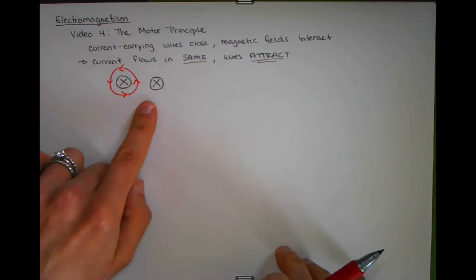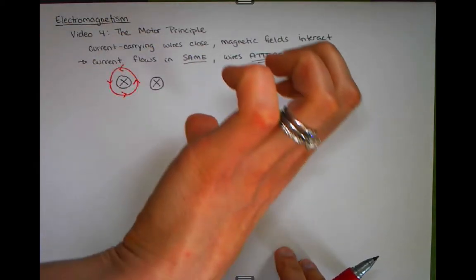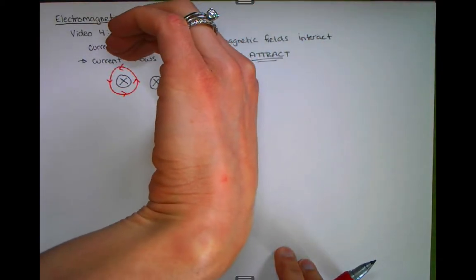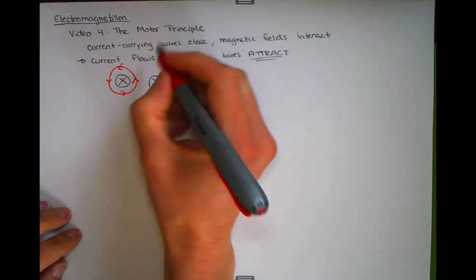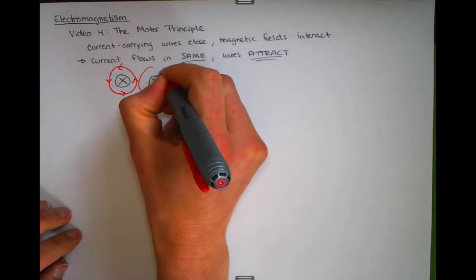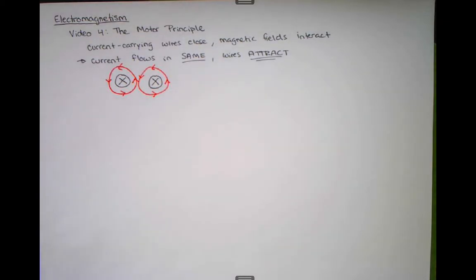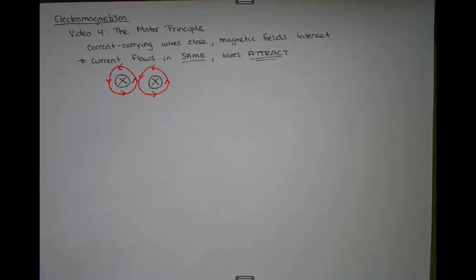So I'm going to do the same thing for wire number 2 here. My current is going into the page, so thumb goes in, and my fingers are going to curl in the same direction here, counterclockwise. So I have another circular magnetic field, and I have arrows to indicate that counterclockwise direction.